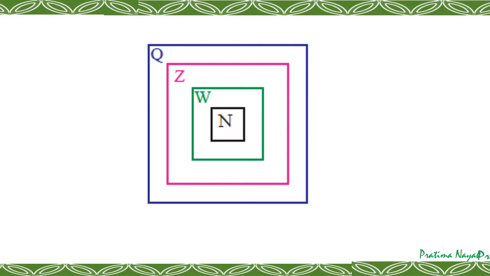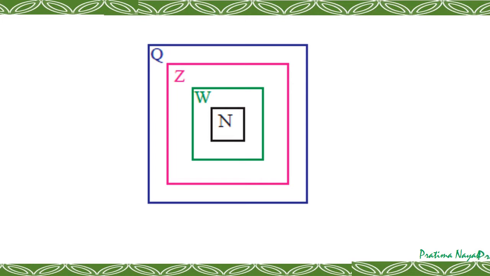This is the figure representing the number system. We call it a Venn diagram. First is the natural numbers. This is the smallest one, so it is inside at the center. Then when 0 is included, it is whole numbers, so it is bigger than that. That means all the natural numbers are within the whole numbers.